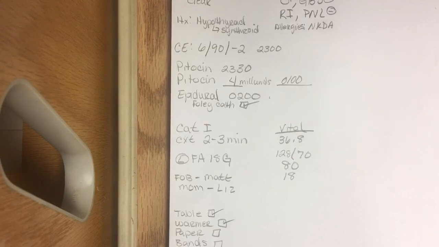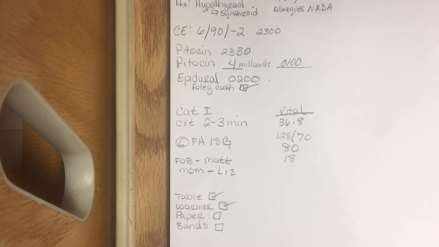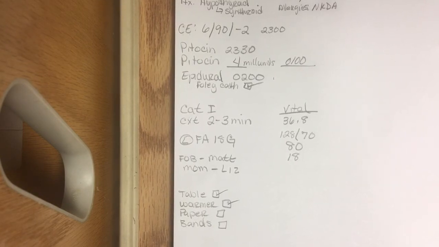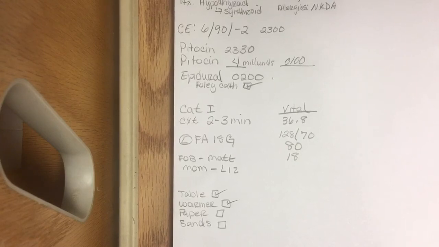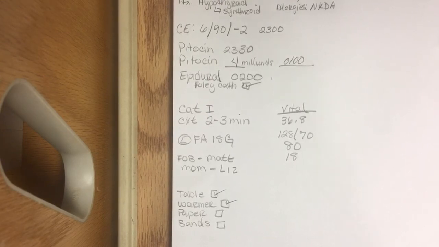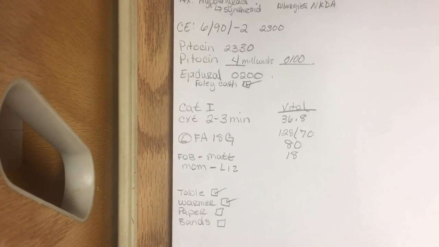On the monitor, her baby looks wonderful. It's category 1 and she's contracting about every 2 to 3 minutes. She has a left forearm 18 gauge that's flushing well and it's running the fluids well. She's also receiving LR at 25 milliliters per hour. As a support team, she has her husband here. This is Matt, and her mom. Her name is Liz. I do anticipate that her labor is moving along quite well.